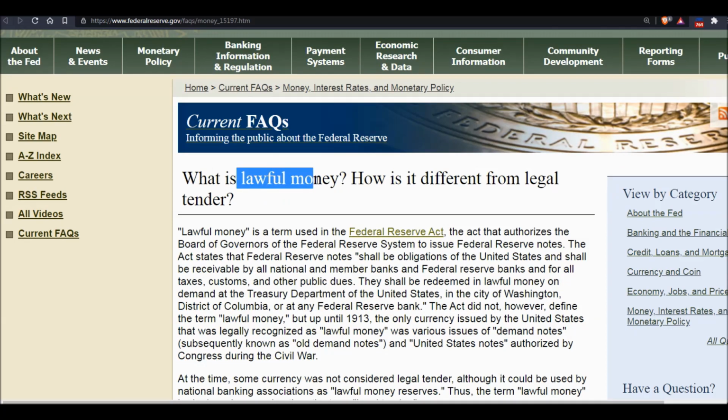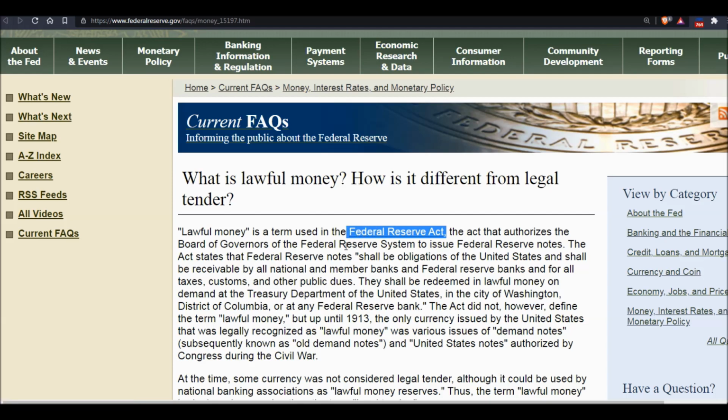Ask, what is lawful money? Remember, the Federal Reserve is the international agency that contracts with other enclaves of the British Empire here in North America, and they engage in their commerce. Lawful money is a term, and now this is a term used in the Federal Reserve Act.